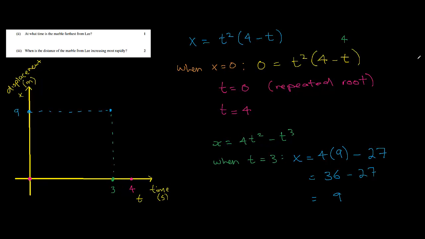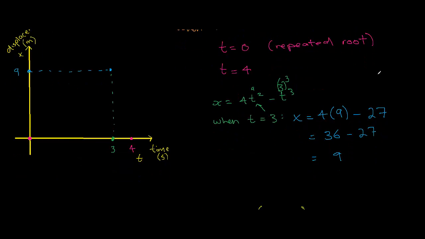For the second part, so we can draw this graph, I want to find out when t equals 3, how far away is it? Here's the equation of displacement with respect to time. I've just put t equals 3 into here. So 4 times 9, and then 3 cubed, which is 27. So this is all when t equals 3.